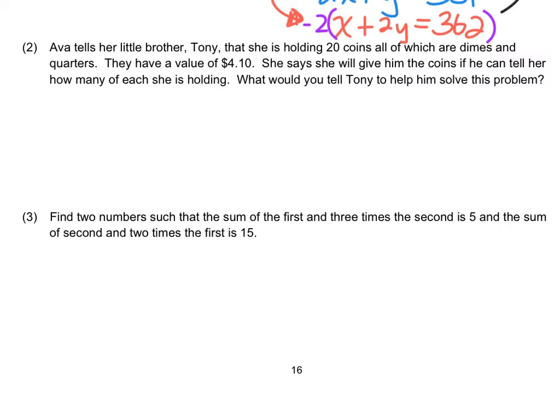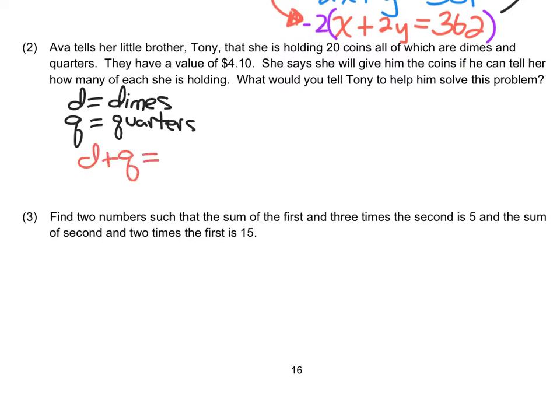So D equal dimes. You can go X and Y if you want, but I'm gonna spice it up a little bit. Quarters. All right, so 20 coins in all. All right, so the number of dimes plus the number of quarters is equal to 20. All right, so maybe, you know, be a little bit more specific. I might say number of.